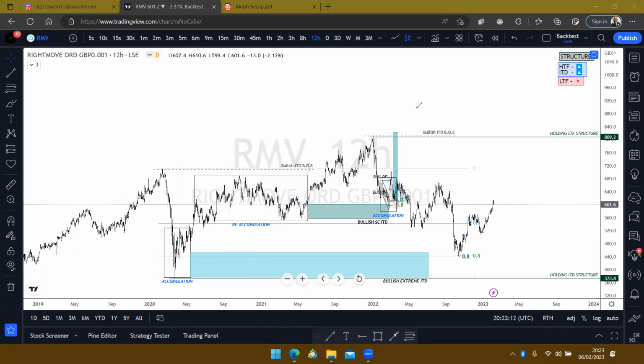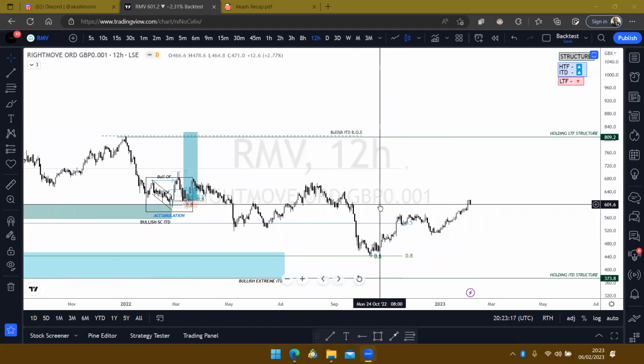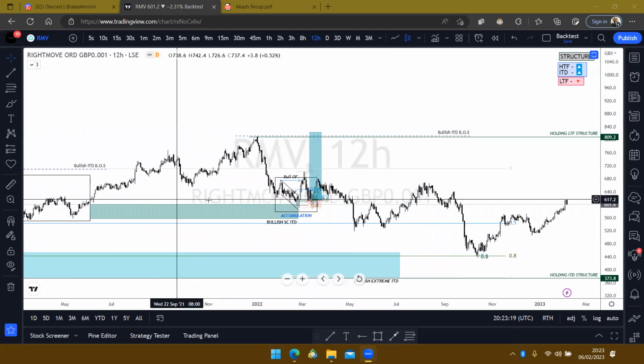Back in March, I believe this was, nope, February. Back in February, I was actually looking at this area here.